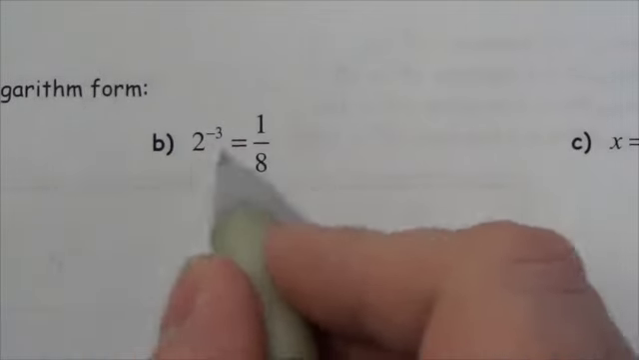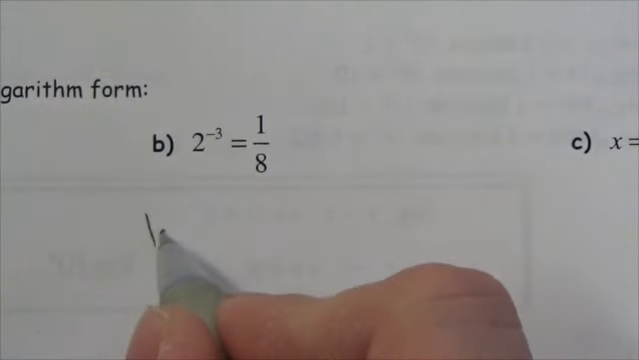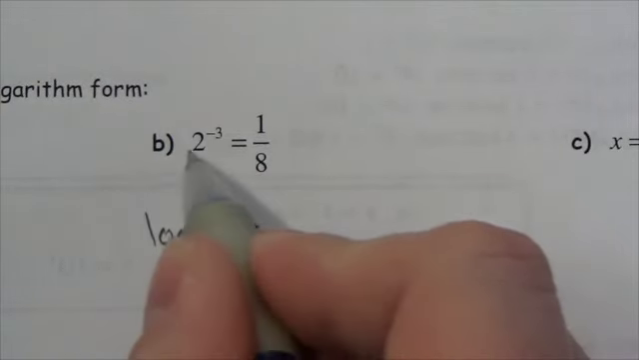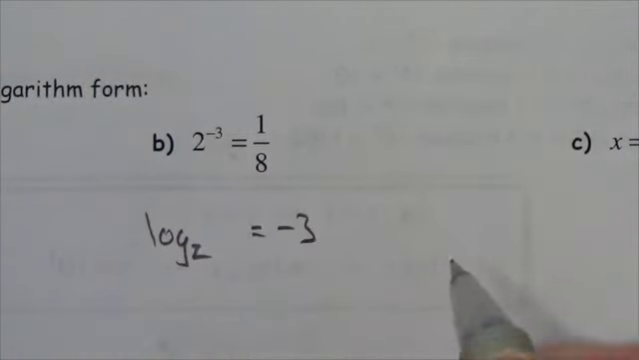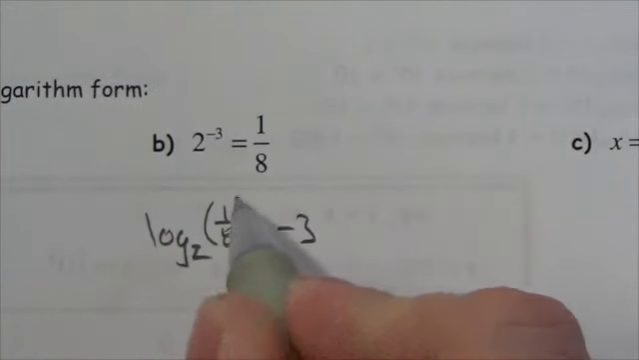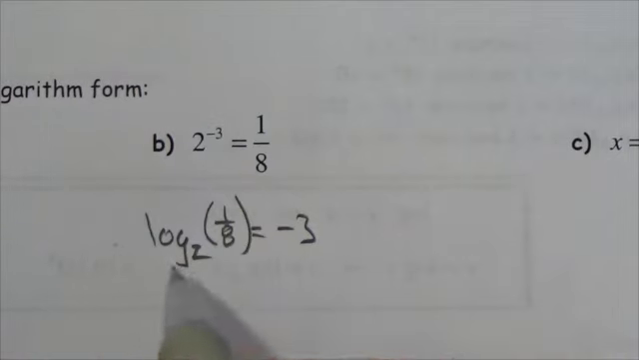Over here, the base of the power is 2, so the base of the logarithm is 2. The logarithm is equal to the exponent, and whatever the power is equal to, that's what goes inside the logarithm. That's the argument of the logarithm. So log base 2 of 1 over 8 equals negative 3.